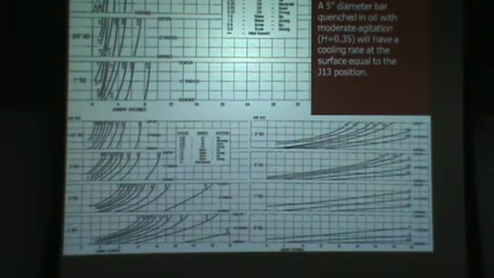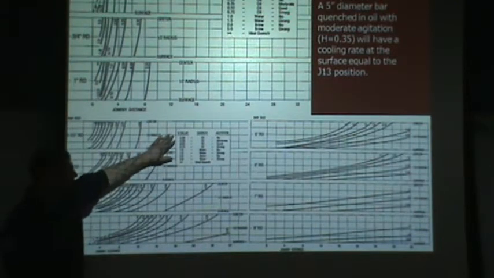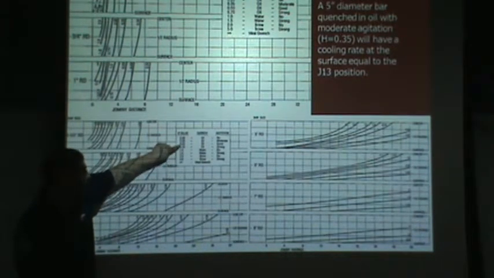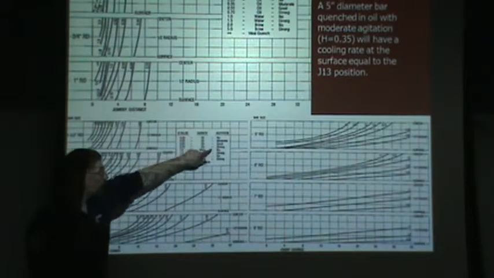Okay, so how do we use these tables? If I have a known quench severity, that's what we have in this column, the fluid and then how it's agitated.